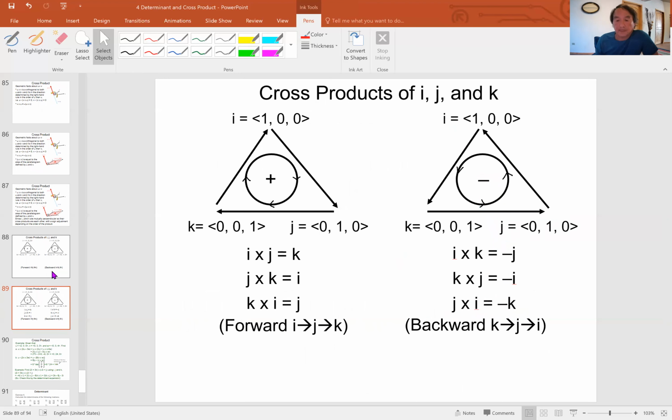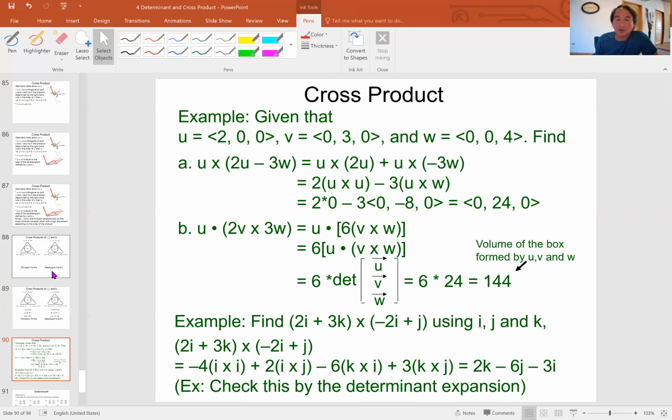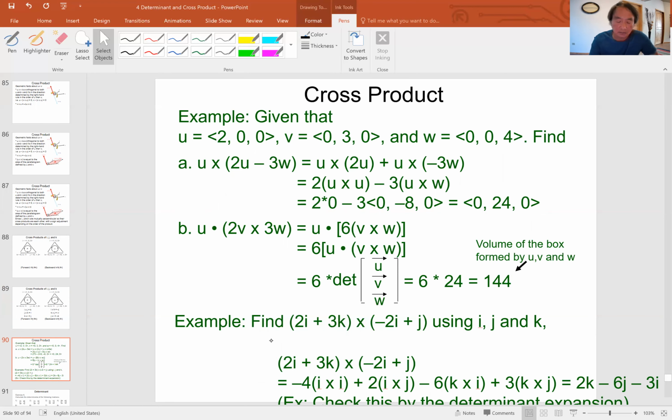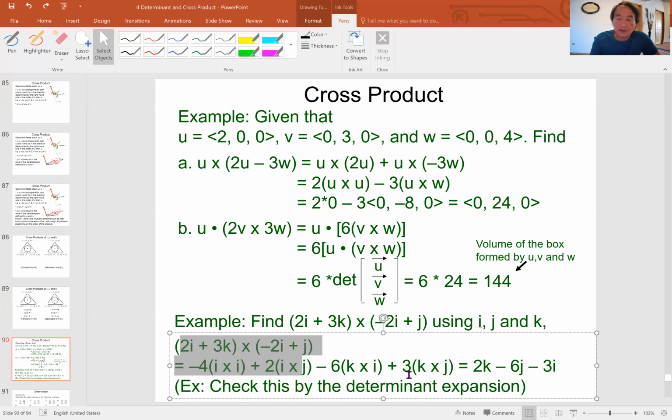If I go forward, then I get positive ones. But if I go backward, from k back to j back to i, then I get the negative cycles. Here are some computations of cross products. In particular, the bottom one is an example of how to use i, j, k and do the calculation purely algebraically by expanding, as opposed to using determinants. I'll let you read this particular example. The calculation is pretty straightforward. And that's this section.